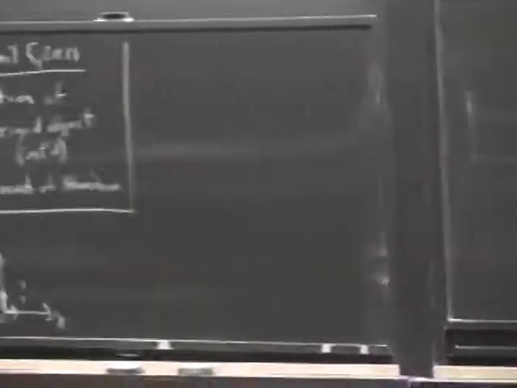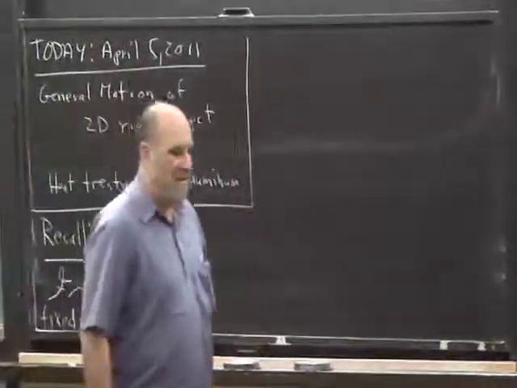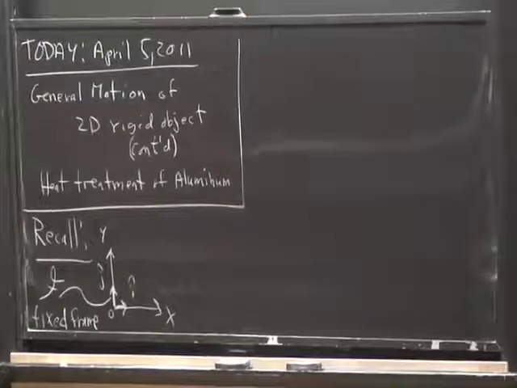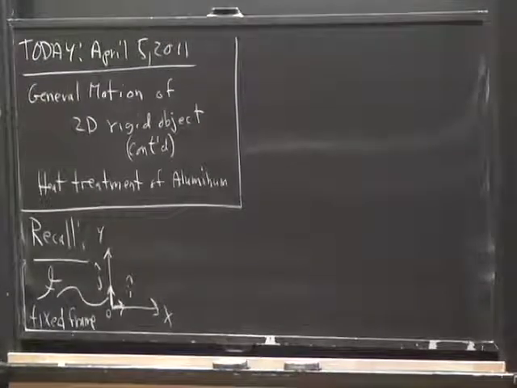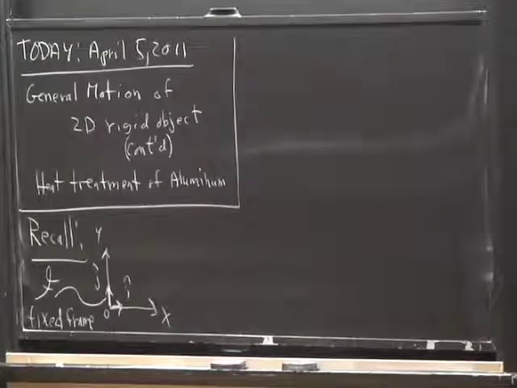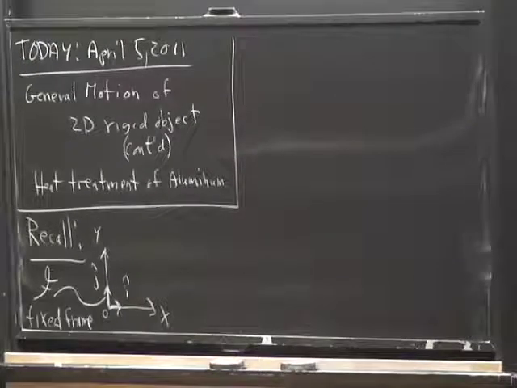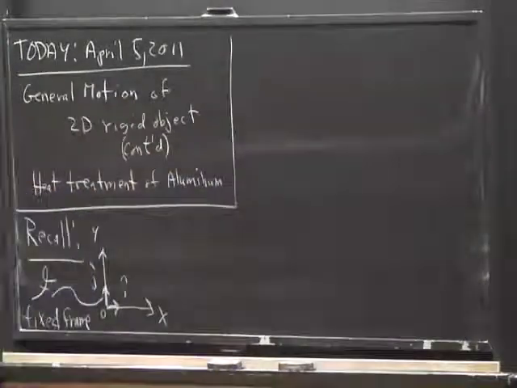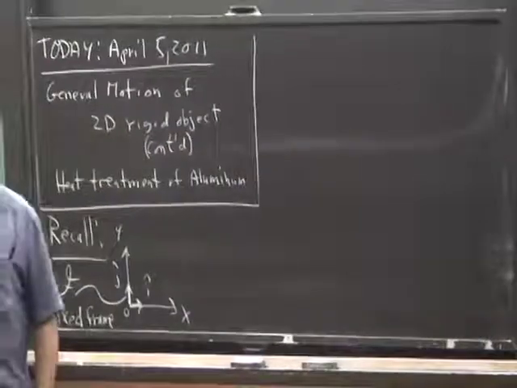We're trying to figure out how things move according to Newton's laws or Newton's and Euler's laws. The particular things we're looking at are particles and rigid objects, rigid bodies they're sometimes called. And now we're at the point of looking at general motion of a two-dimensional rigid object. And then later in the class, we're going to look at constrained motion of a rigid object.